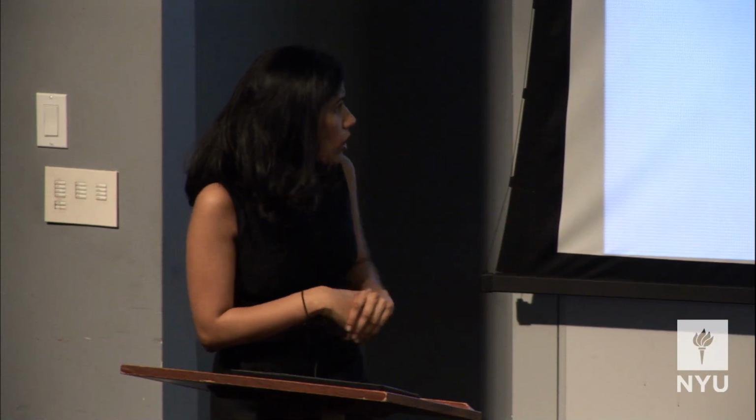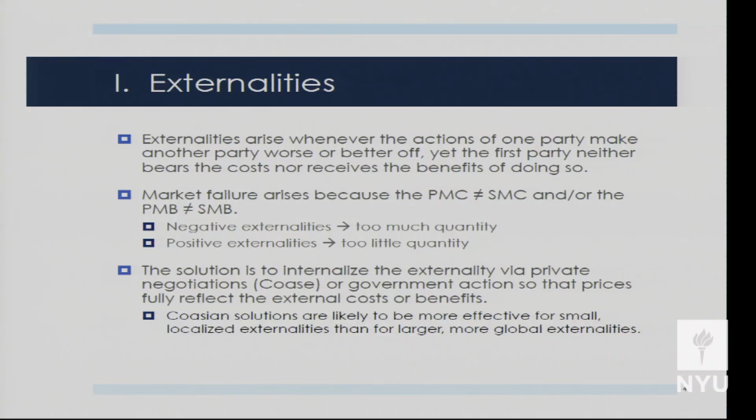Okay, so Coase solutions are likely in small localized externalities. For larger, more global externalities like global warming, endangered species issues, and fisheries issues, those are all cases where Coase is unlikely to really work. And that's a case where government intervention can really be justified.